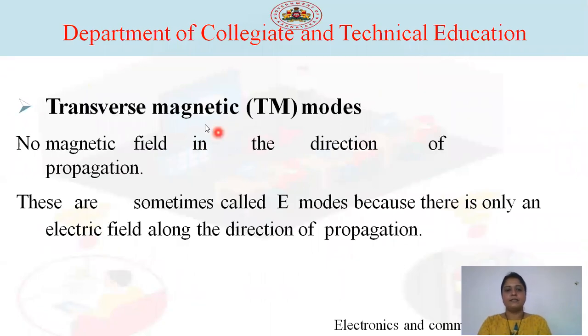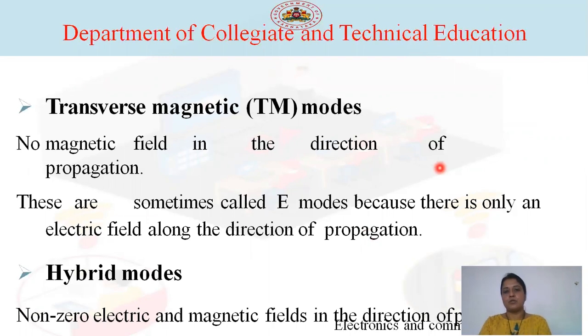Next, the transverse magnetic mode. There is no magnetic field in the direction of propagation. These are sometimes called E modes because there is only an electric field along the direction of propagation, and no magnetic field in the direction of propagation. The magnetic field is perpendicular to the direction of propagation.